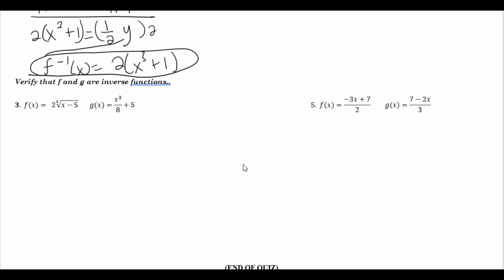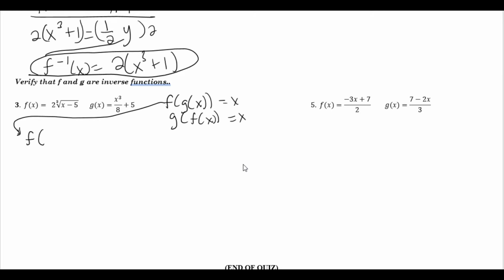All right, so now we're going to verify that they're inverses. To verify that these are inverses, you need to use composition. So you need to do f of g of x, and you need to do g of f of x. And they have to give you x. So let's do the f of g of x first. So for that guy, we have f of, now we're going to plug in g. G is that guy. So we're going to plug in x cubed over 8 plus 5, and we're going to plug it into f, which is this.